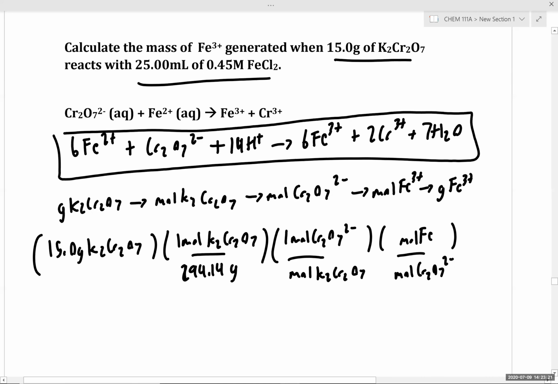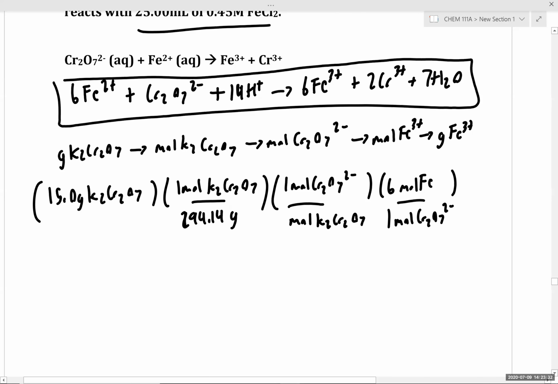Six to one, exact. Yes, 6 to 1. We have 6 moles of iron for every 1 mole of dichromate. Perfect. And now looking at our mole to mole ratio, let's convert our moles of iron 3 plus to the grams of iron. How many grams of iron are present in 1 mole of iron?